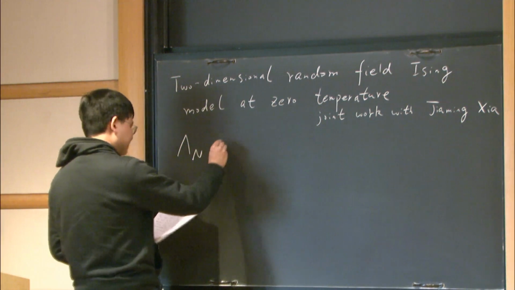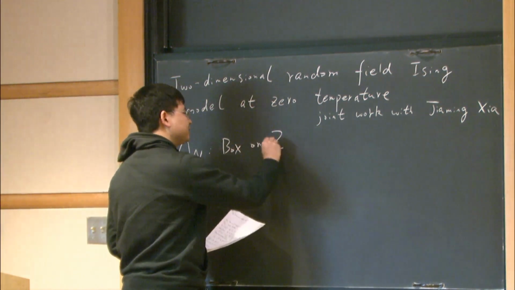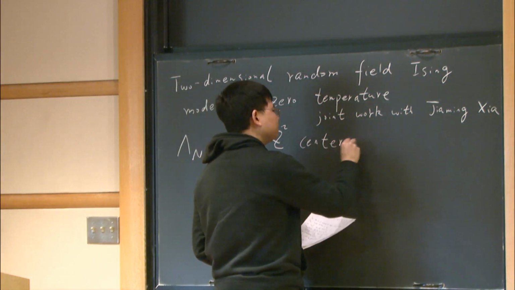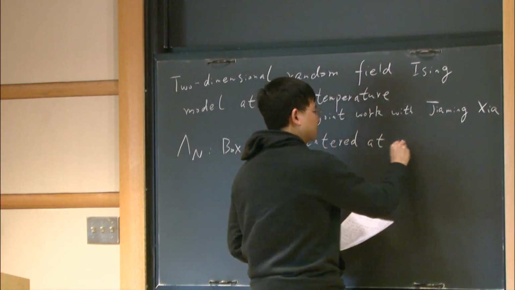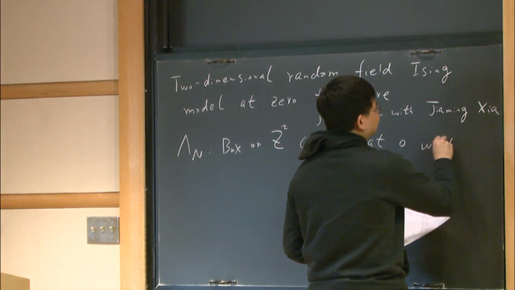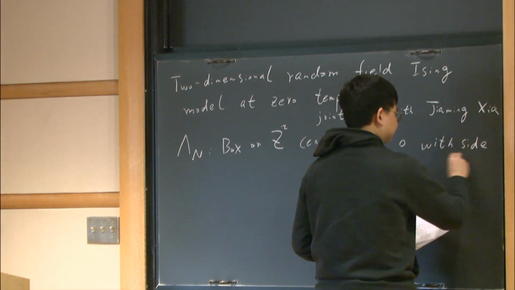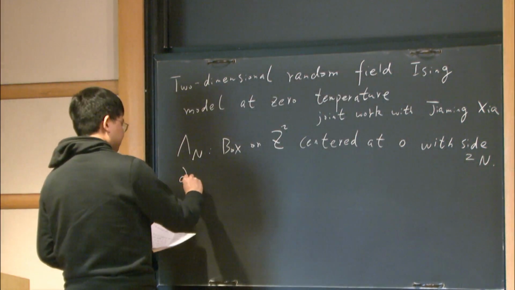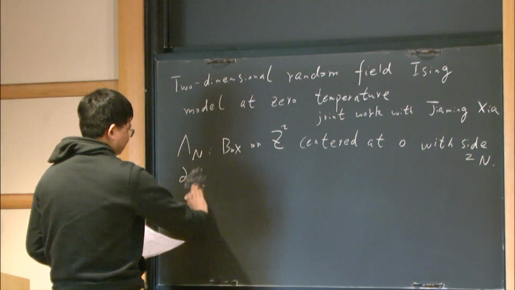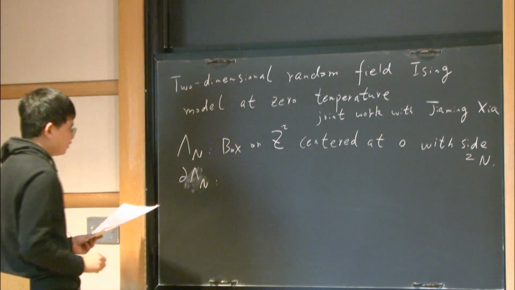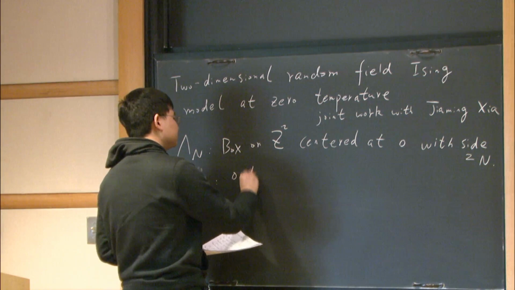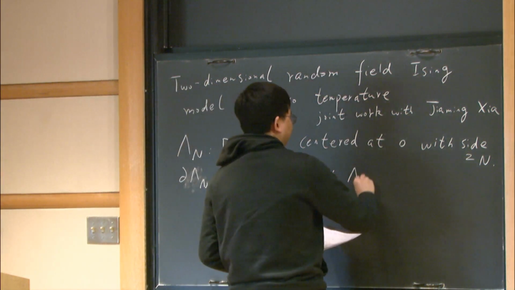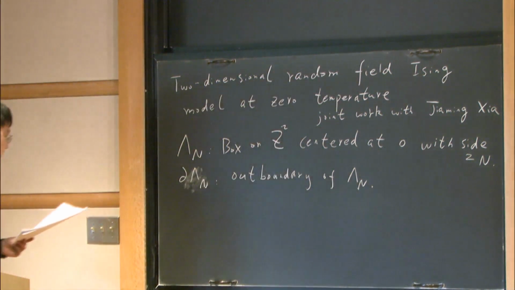Let's say Lambda n is a box in Z^2. Just for concreteness, let's say it's centered at the origin O with side length 2n. And I will use this notation, partial Lambda n, to be the outer boundary of Lambda n, and I can use this for the outer boundary of any other set too.